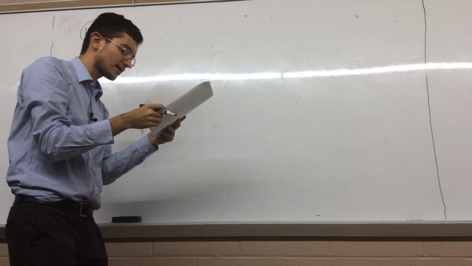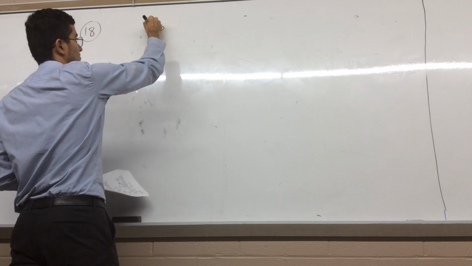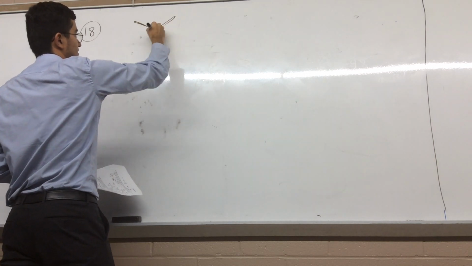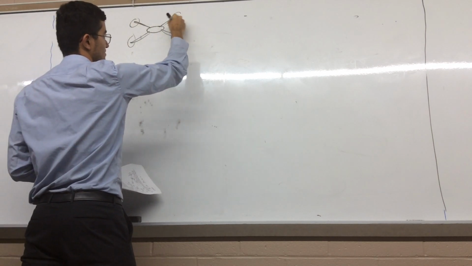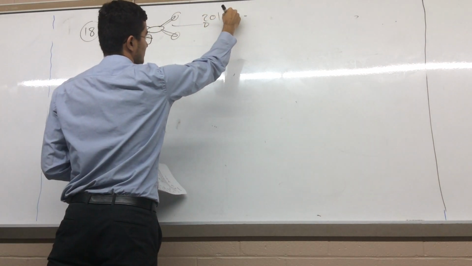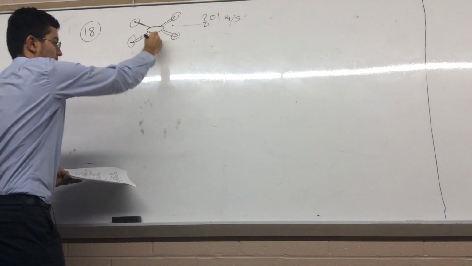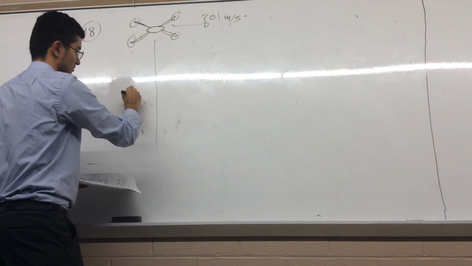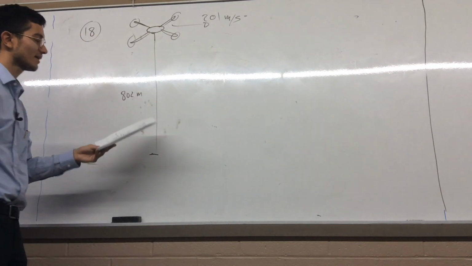A drone is in level flight at a speed of 201 meters per second. So there's a drone and it's in level flight, okay? And the horizontal speed is 201 meters per second, and the altitude is 802 meters. That's a nice drone. Oh, thank you. So this is the altitude, right?